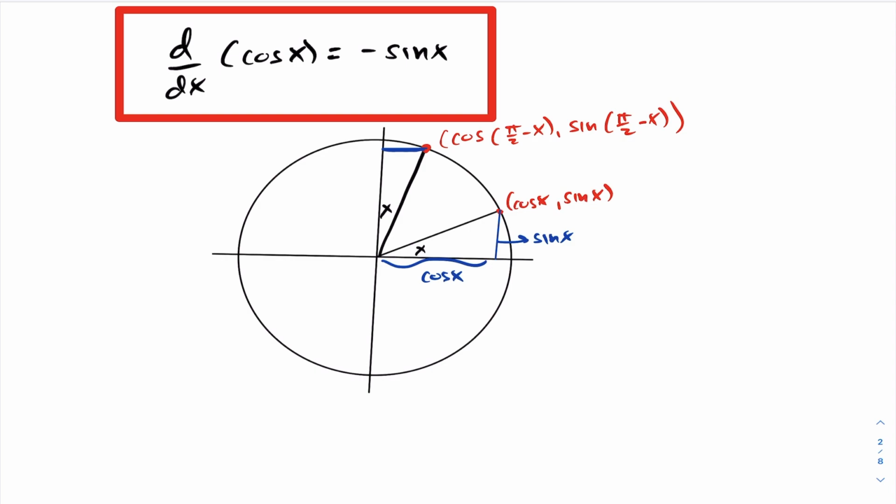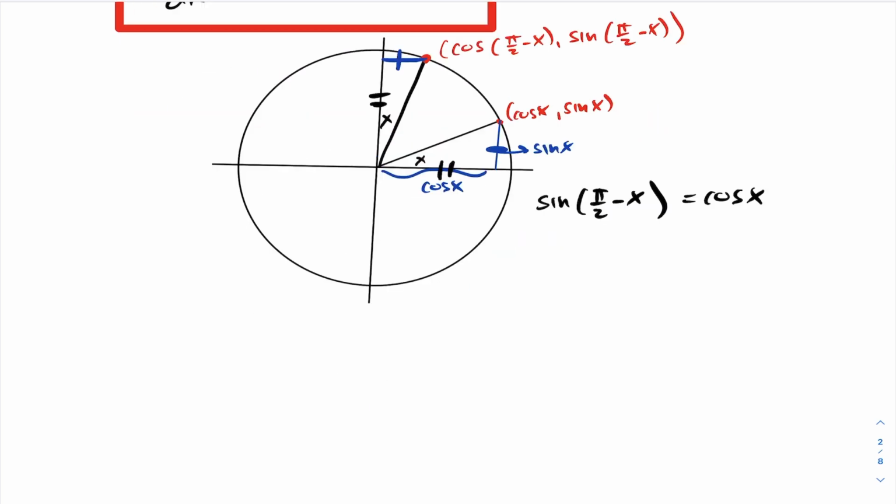Because of that, we therefore know that this length here is going to equal this length here, and likewise, the length from here to here will also equal this length here. But the length from here to here is the cos of pi over 2 minus x, and the length from here to here, by definition, is the sine of pi over 2 minus x. So therefore, we know that the sine of pi over 2 minus x, that will be this length here, must equal the cos of x. From this, we also know that the cos of pi over 2 minus x equals the sine of x.